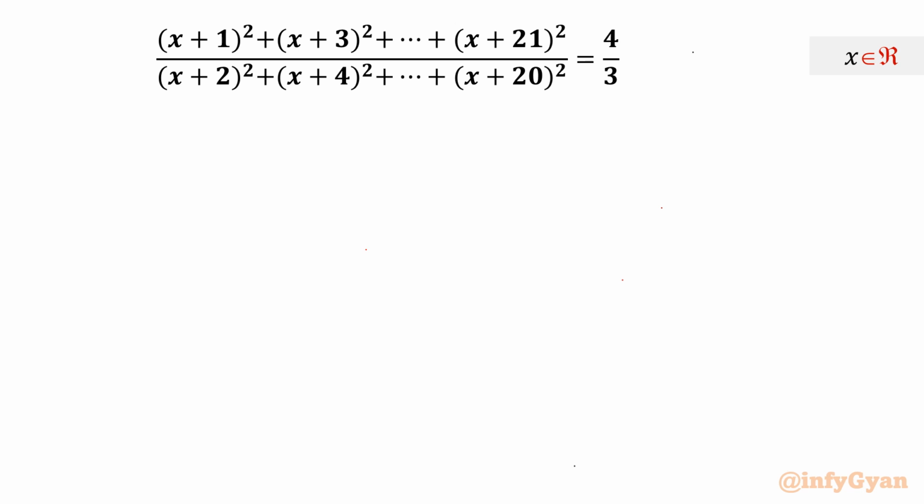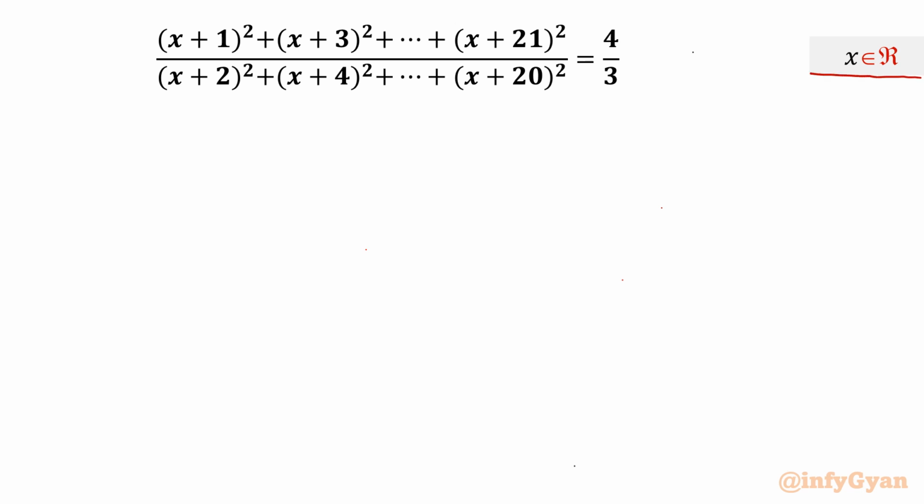Today in this video, we are going to take up one very interesting and challenging algebraic equation. It is (x+1)² + (x+3)² + (x+5)² up to (x+21)², over (x+2)² + (x+4)² up to (x+20)², equal to 4 over 3. We have to find out the real solutions.